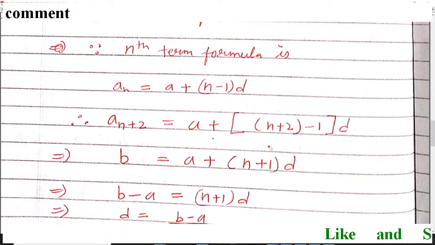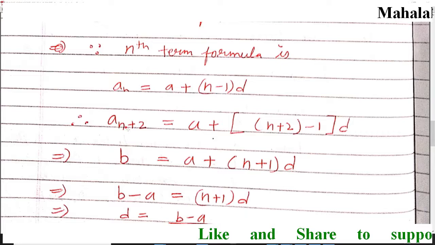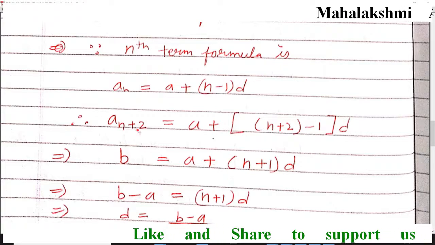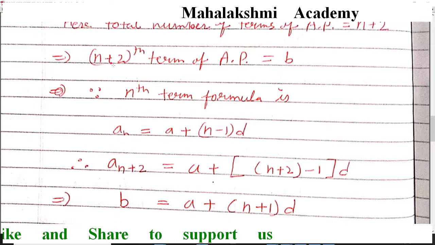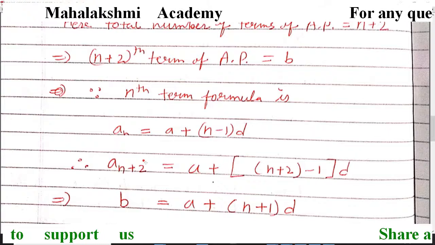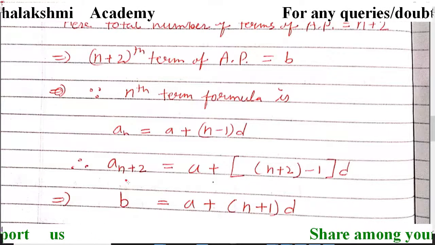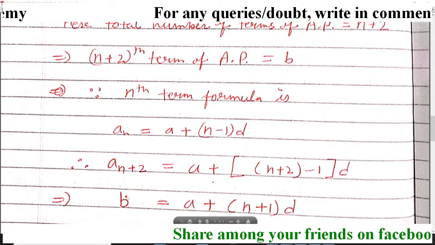When I solved it, after opening the bracket, I got n plus 1 here. Now what is the n plus 2th term? B, which I mentioned a few steps before. You can see here the n plus 2th term is B. So instead of a_{n+2}, which is the short form of the n plus 2th term, I replace it by B.